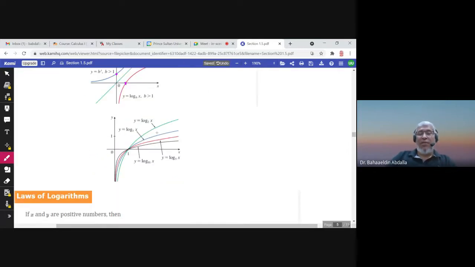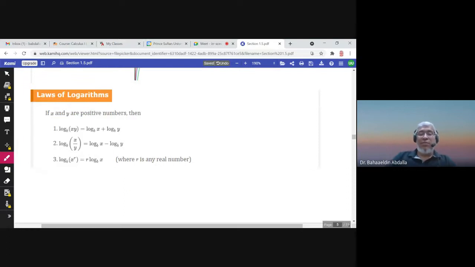These are some examples of some bases. If base 2, the green, base 3, it goes closer to the axis, from here and also to the y-axis. So log 10, for example, is closer to the x-axis and closer to the y-axis. All of them pass by the point 1, 0, because log 1 for any base would be 0.